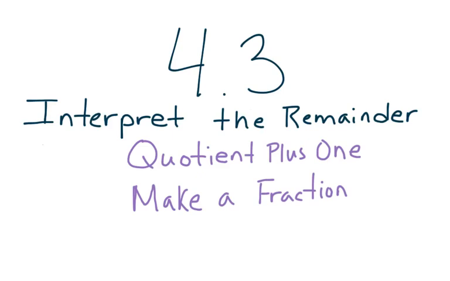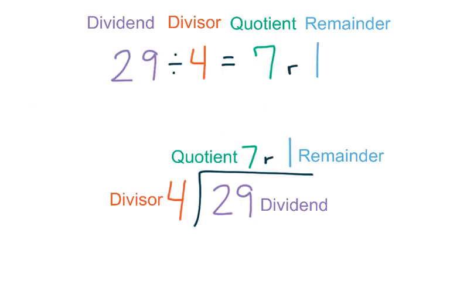In our last lesson, we focused on interpreting the remainder, and we focused on two pieces of interpreting the remainder. We were either using the quotient or we were using the remainder to find our answer. This time we're going to be talking about quotient plus 1 and making a fraction and what those mean. Let's go ahead and take a look at our division and what each of these pieces mean.